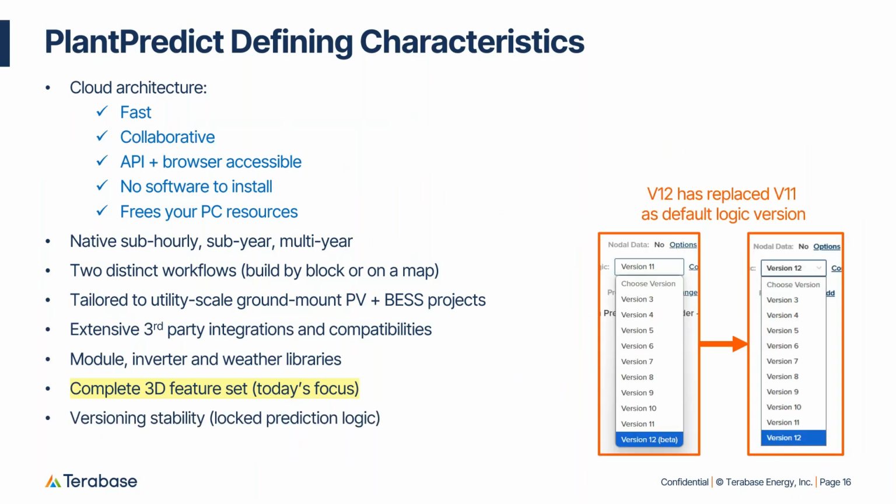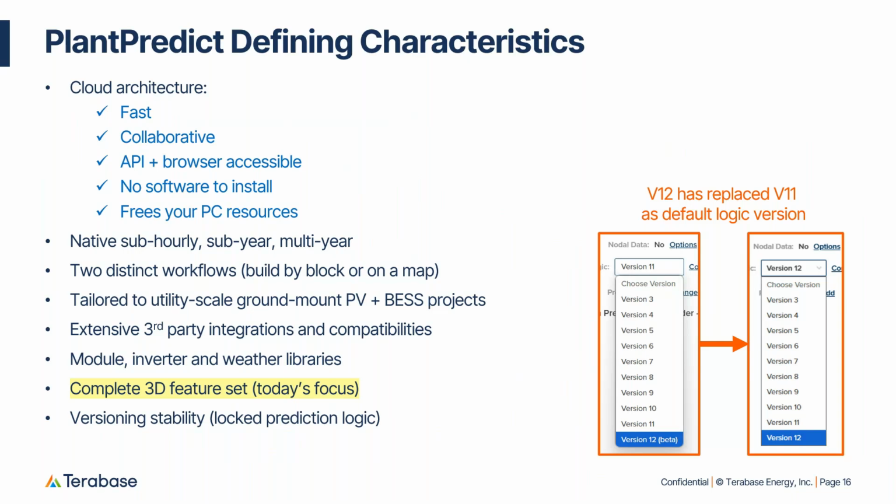And I do want to talk for just a second about one of the advantages of PlantPredict, which is how we treat versioning. Major versions, version 11, version 12, et cetera, have locked prediction logic. This means if you run a version 12 prediction today, you can rest assured that you'll get the same result if you run it again a year from now. To verify that, we run several hundred automated predictions prior to each release to ensure results have not changed. We typically release minor updates every 3 weeks or so.